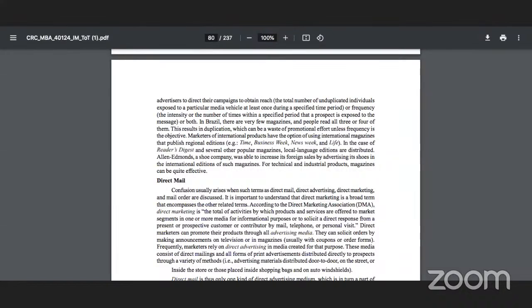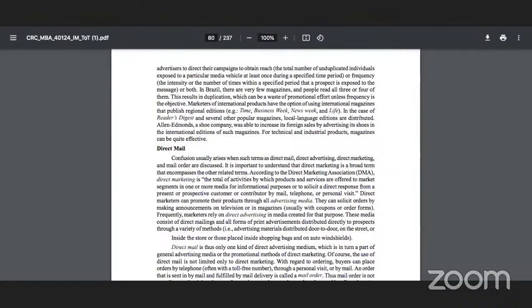In Brazil, for example, there are very few magazines, and people read all three or four of them. So it results in duplication. So what does it mean? There's a lot of wasted promotional effort unless frequency is the objective.